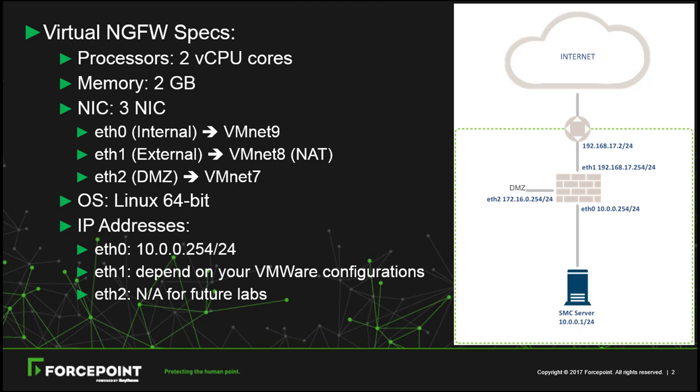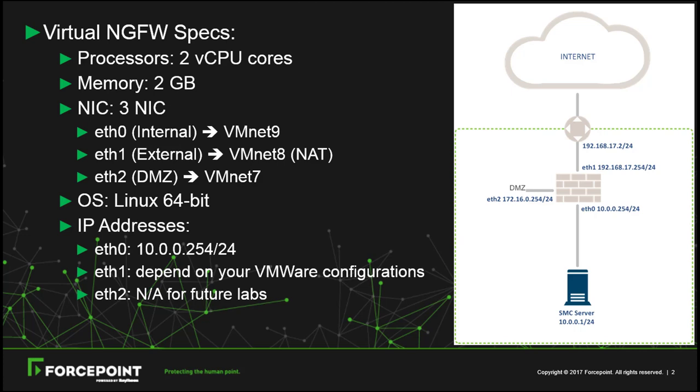We will be using 2 virtual CPU cores, 2 GB of RAM, 3 network interfaces. Ethernet 0 will be connected to VMnet 9, which will represent the internal interface. Ethernet 1, which will be connected to the NAT interface and represent the external interface of the next generation firewall, and Ethernet 2, which will represent the DMZ and connected to VMnet 7. The operating system that will be selected during the setup will be Linux 64-bit.